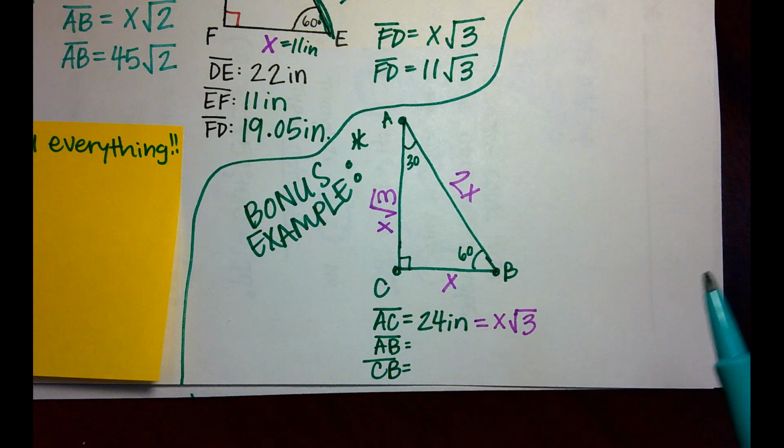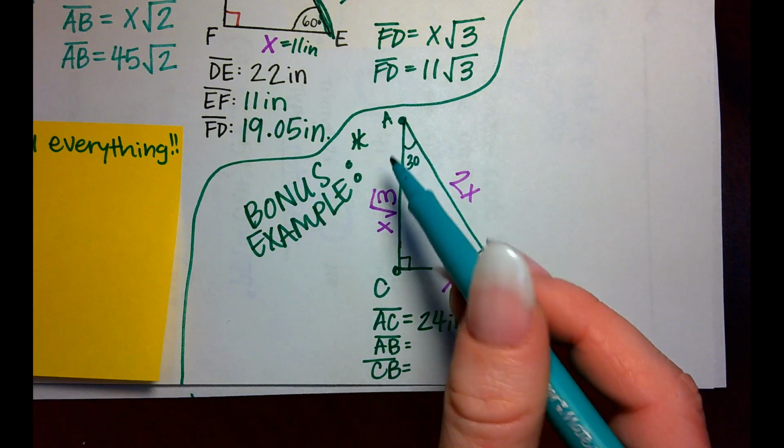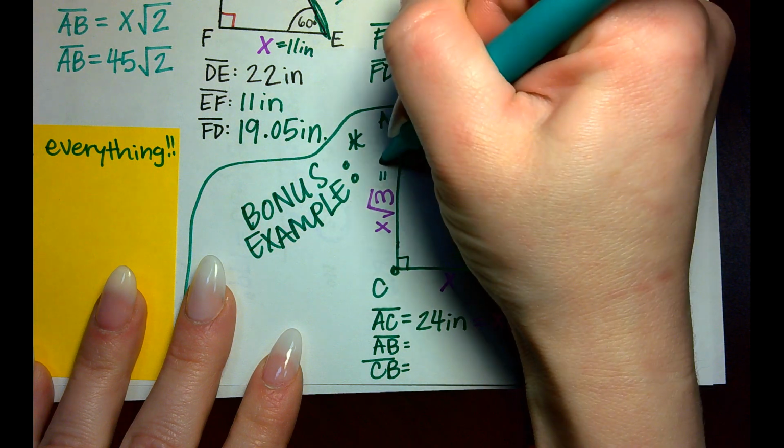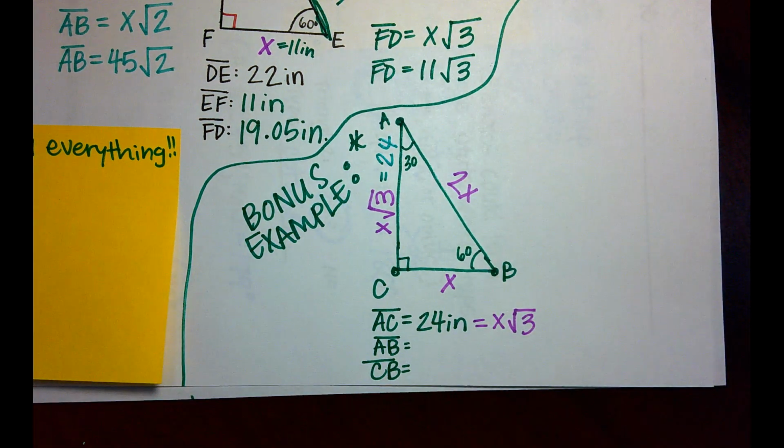So where would I put 24? What's it equal to? x radical 3, AC. So x radical 3 equals 24. And that's an equation. We can solve for x with that. I'm going to show you how.